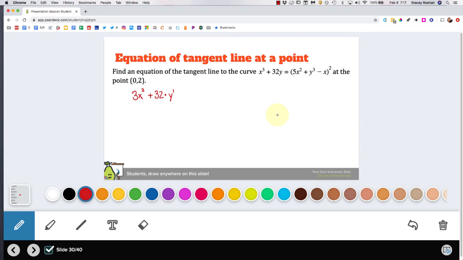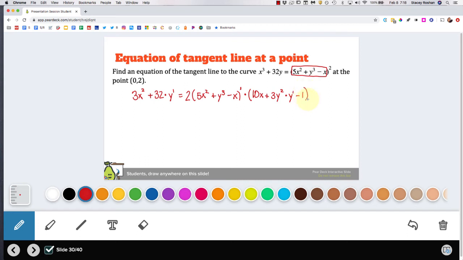Remember, implicit differentiation, every y has a baby inside or a y prime, a dy dx. Don't forget about that. Now, I don't want to FOIL this out because it's way long, so I'm going to do a chain rule. The derivative of box squared is 2 box to the first power times the derivative of that box. The derivative of 5x squared is 10x. The derivative of y cubed is 3y squared, tack on the y prime, minus the derivative of x is 1.